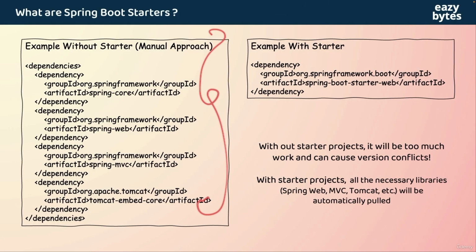Inside a normal Spring project, the developer has to take care of defining all the actual dependencies like Spring Core, Spring Web, Spring MVC, Tomcat Embedded Core. Here I just mentioned only 4 dependencies, but in reality you may have more than 50 dependencies to build a successful web application with the help of the Spring Framework. Whereas with the help of a Spring Boot starter project, you just need to add a single dependency. With that, all the necessary dependent libraries like Spring Web MVC, Tomcat, Spring Core, all of them will be automatically pulled by Maven and Spring Boot behind the scenes.